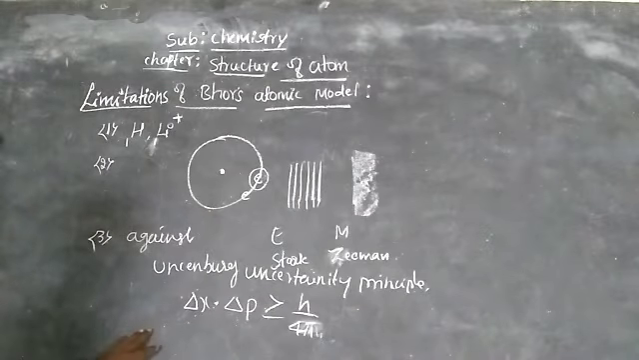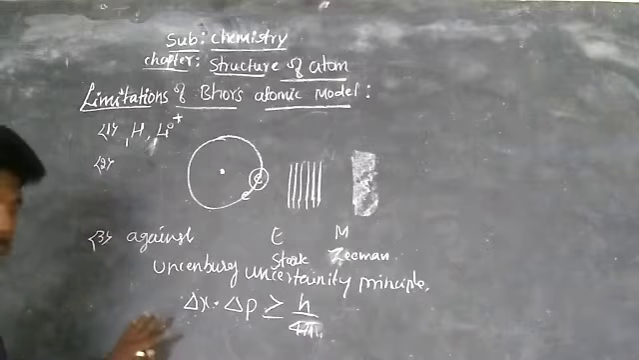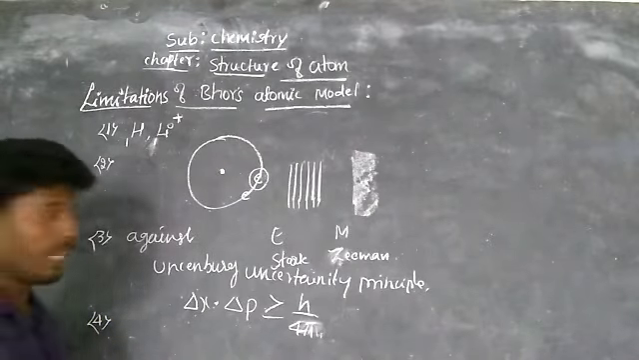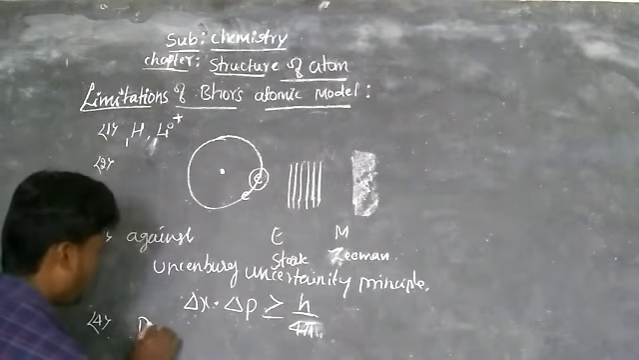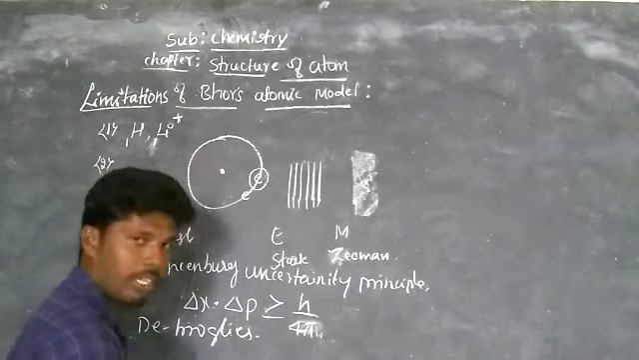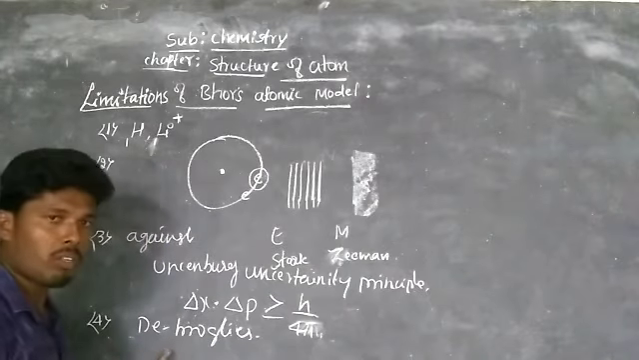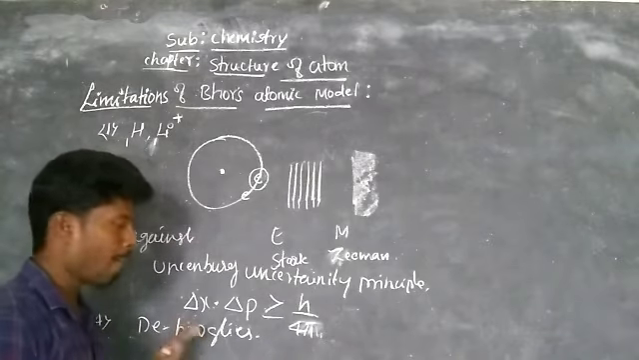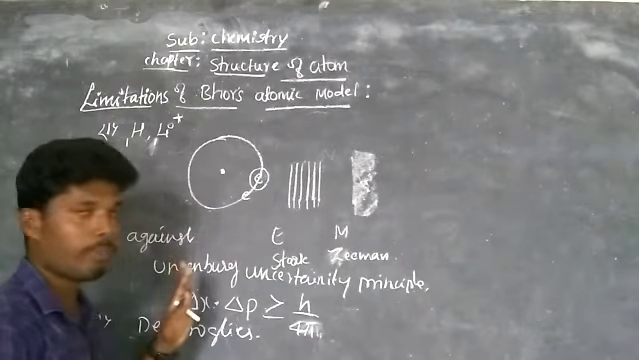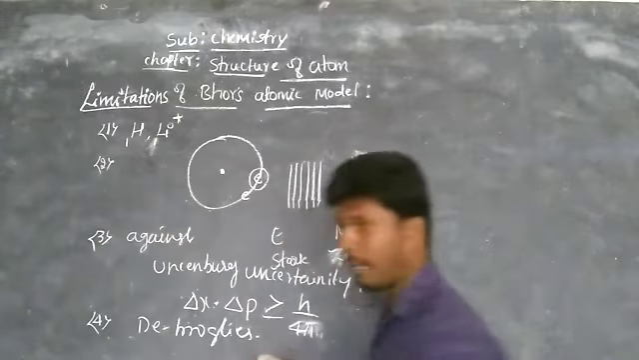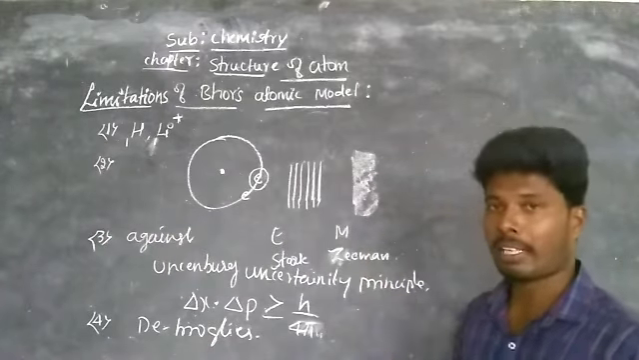Then similarly, the fourth one: de Broglie suggested that electrons have dual character, that is both wave character as well as particle character, like electromagnetic radiations.